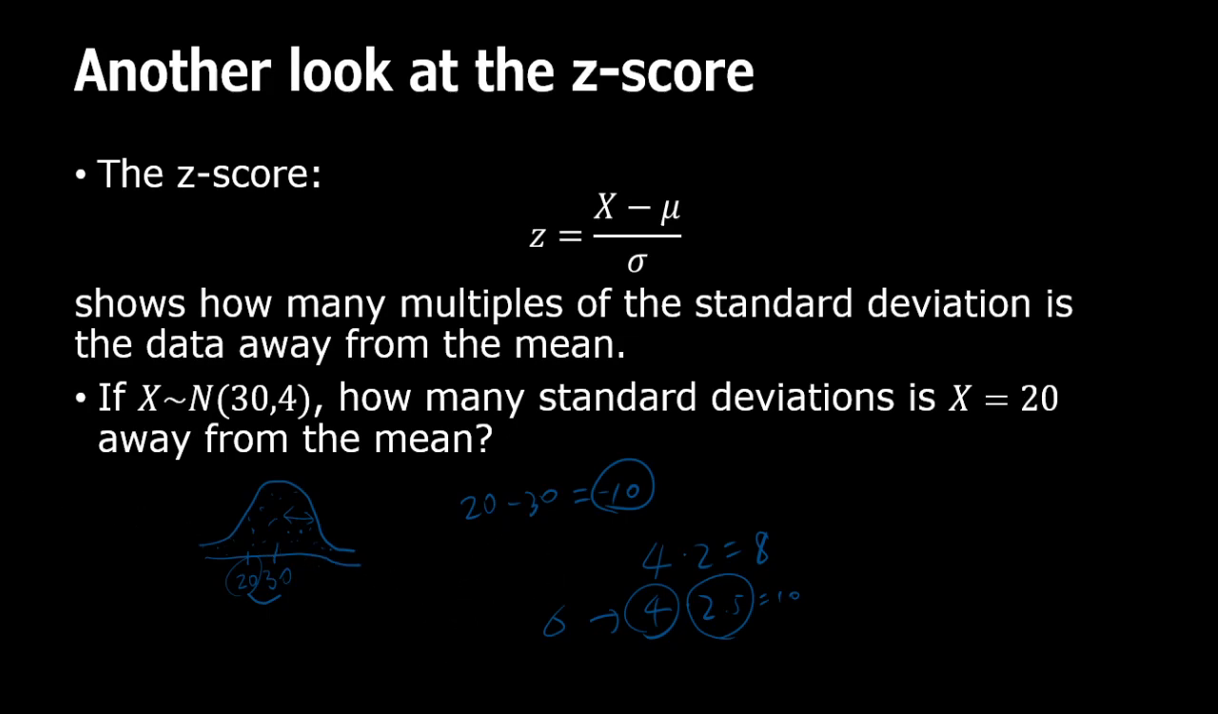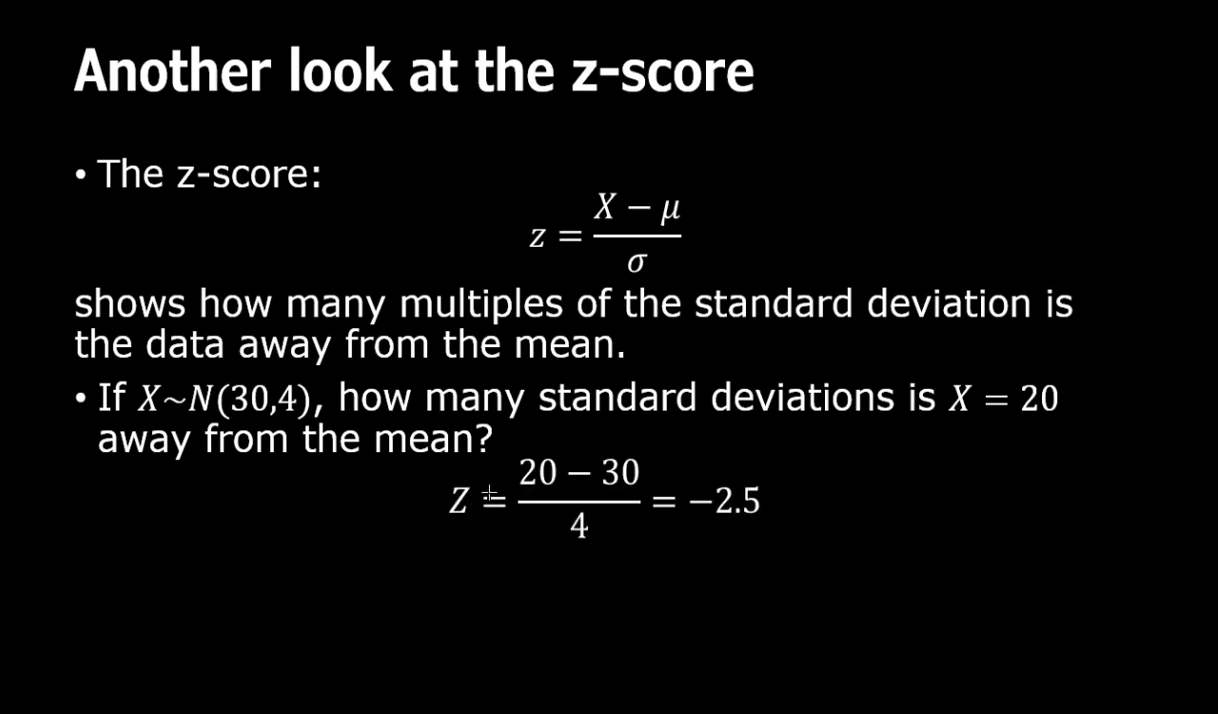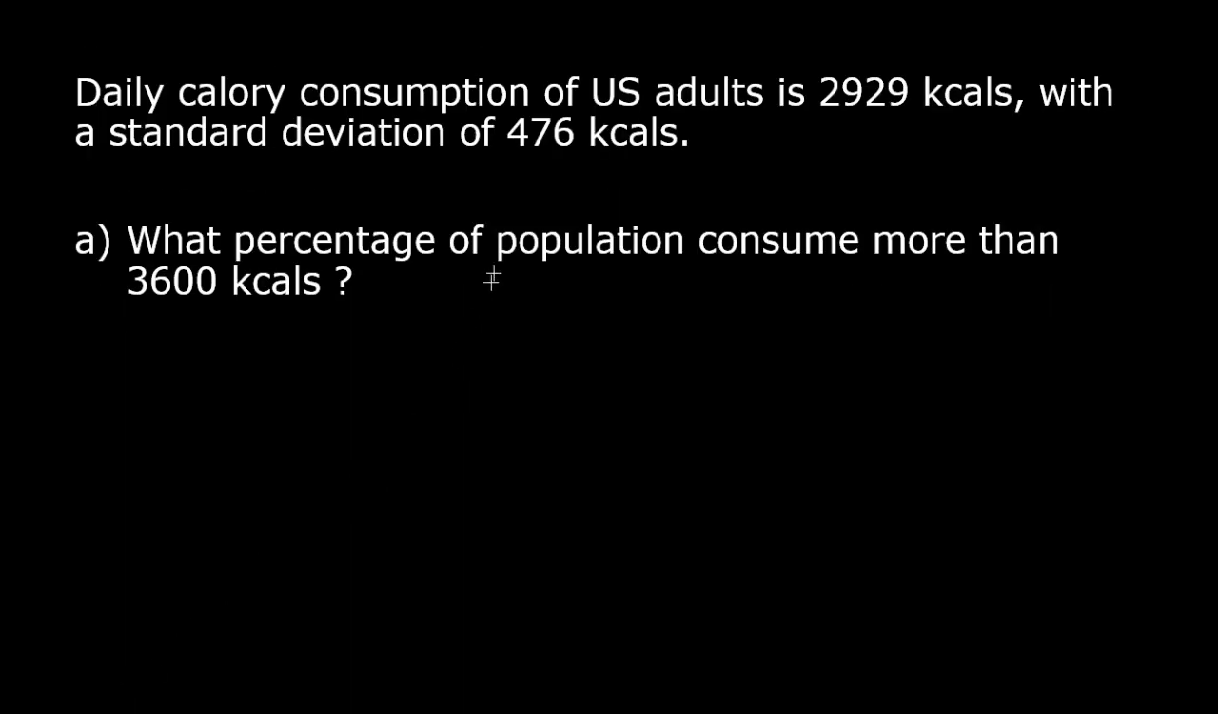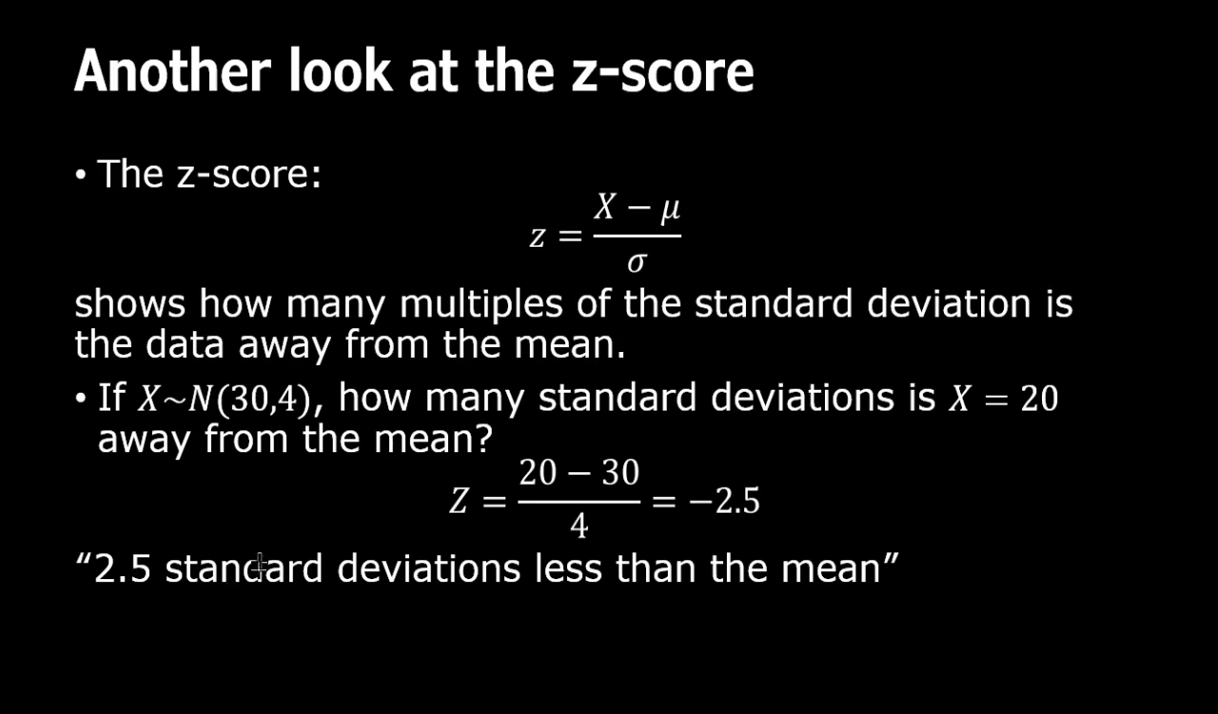And that same calculation is captured here. You plug it into the formula for the z-score. You do 20 minus 30, which is negative 10, and you divide by 4. Negative 10 divided by 4 gives you negative 2.5. And as we can see, 20 is 2.5 standard deviations less than the mean. I'll be using this fact a little later for the confidence interval.